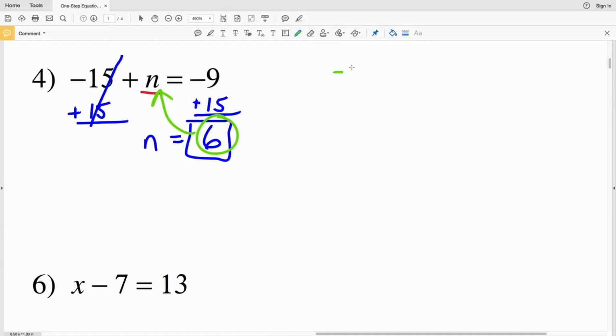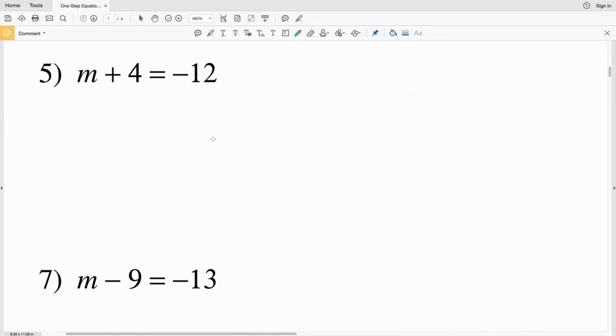So we're going to have negative 15 plus 6, and we're going to solve what that's equal to. We need to see if it's equal to this negative 9. Negative 15 plus 6 is indeed a negative 9. So our answer checks out.